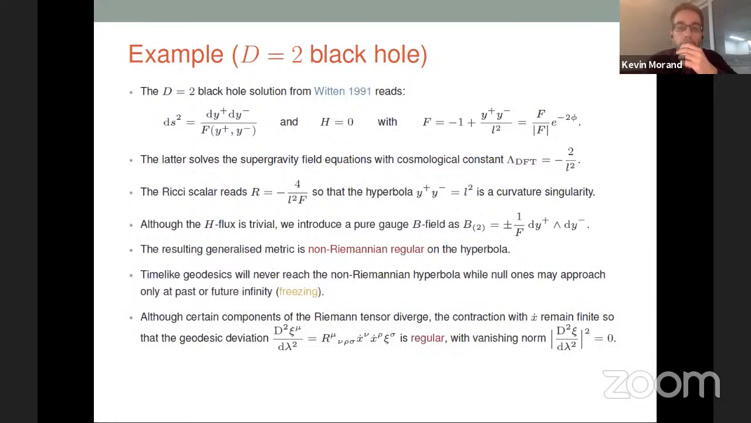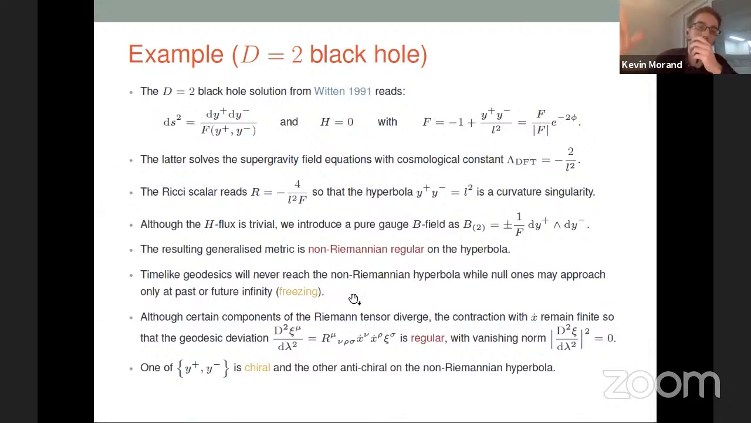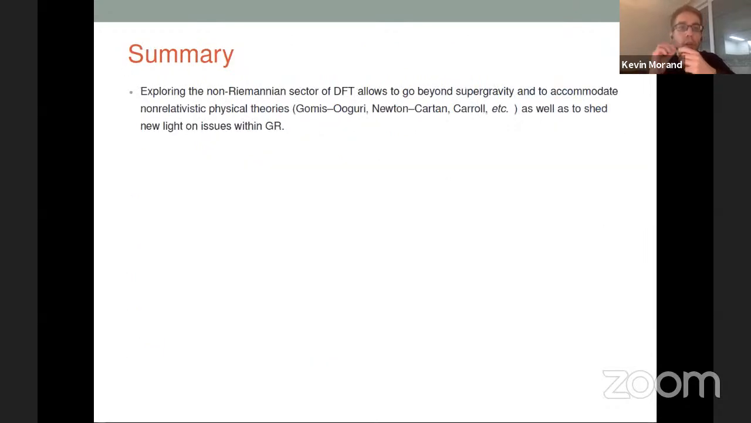And we also can check that we have this freezing phenomenon. The null geodesics approach the hyperbola, but they freeze. So they will have vanishing velocity when they approach the singularity, which they do only at future infinity. And also the geodesic deviation remains regular. Let me skip this and just conclude.